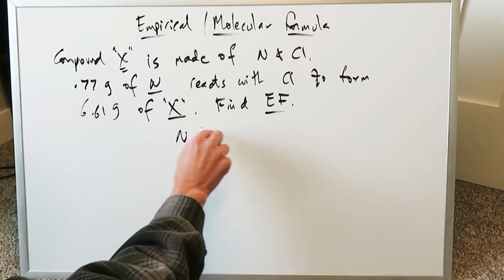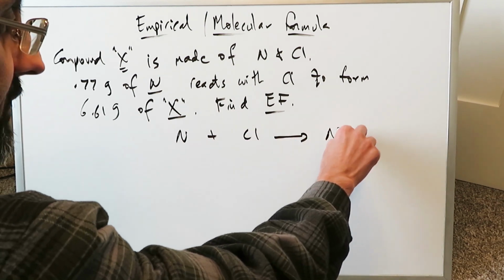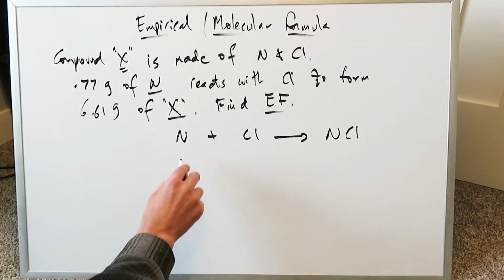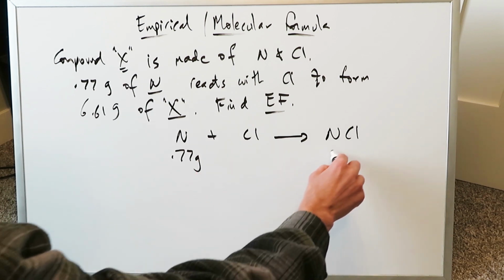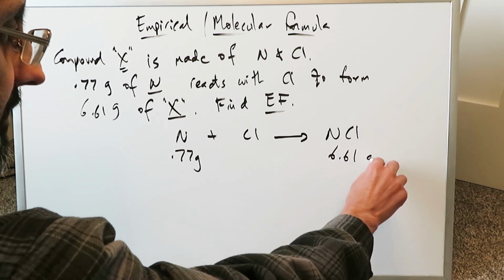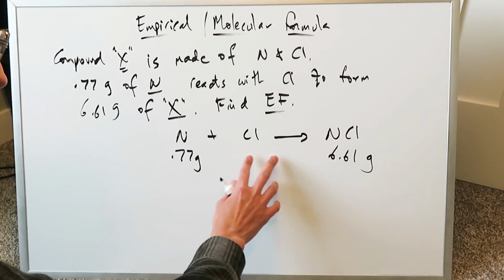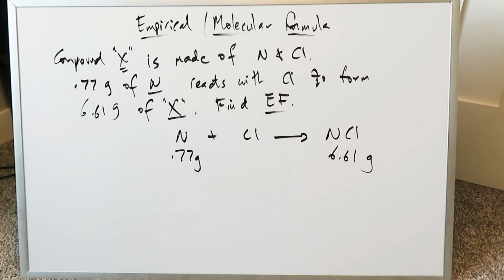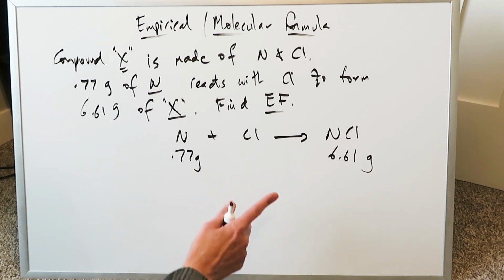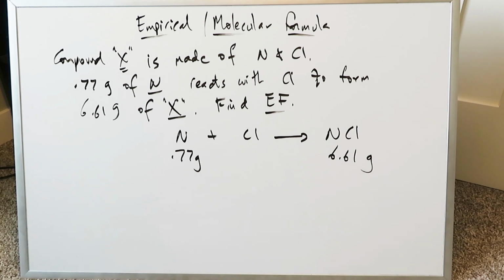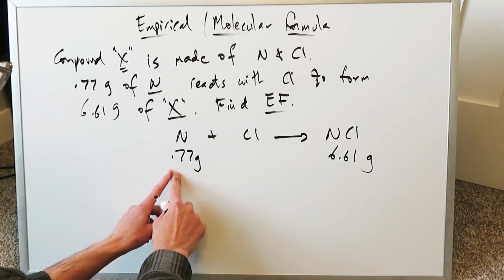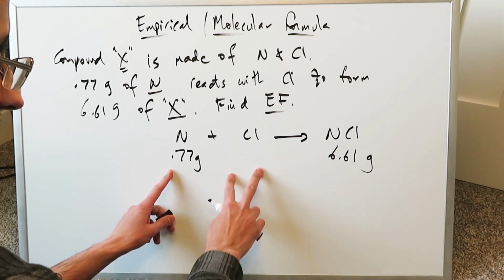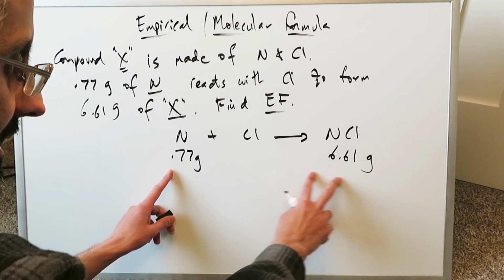Start with a basic reaction, nitrogen plus chlorine, to give you some sort of a nitrogen chloride compound. You know you have 0.77 grams of this and you're generating 6.61 grams of that. How do you know how much chlorine is reacting? Well, think about the law of conservation of matter. Matter cannot be created or destroyed. You can only convert it from one form to another. If you're starting here with 0.77 plus a certain amount, you should end up with exactly that amount.